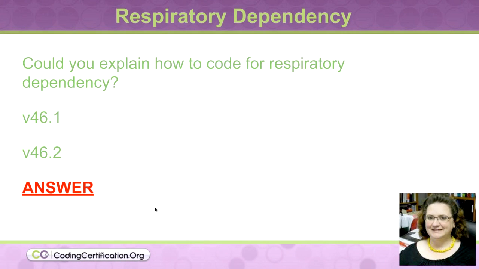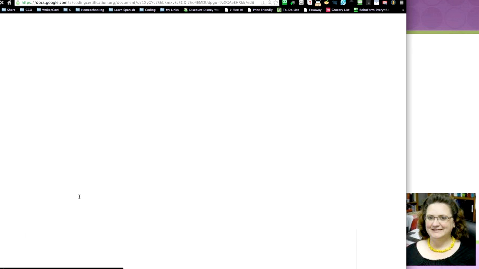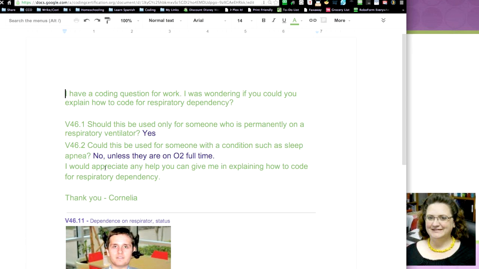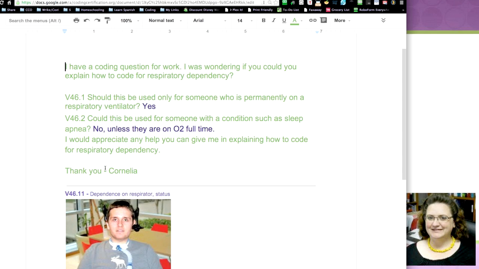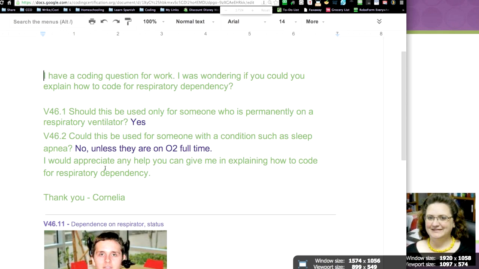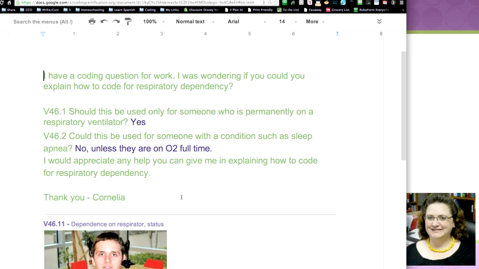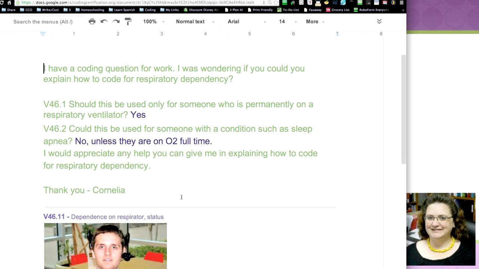Respiratory dependency. It says, could you explain how to code for respiratory dependence? Oh, that kind of looks small. Hope I didn't make that too small. It says, I have a coding question for work. I was wondering if you could explain how to code for respiratory dependence.